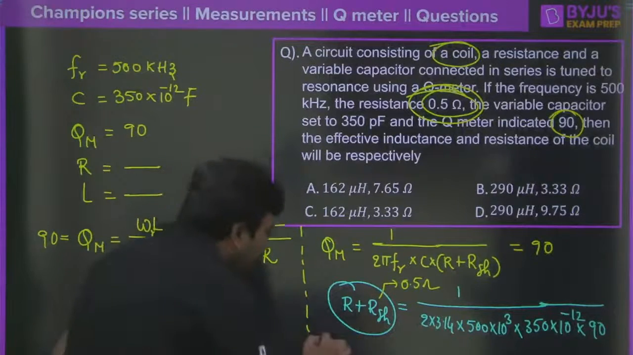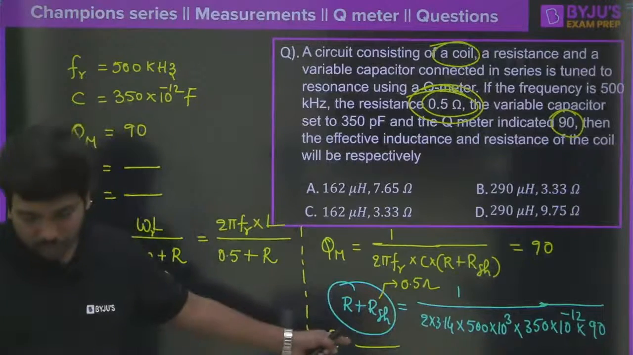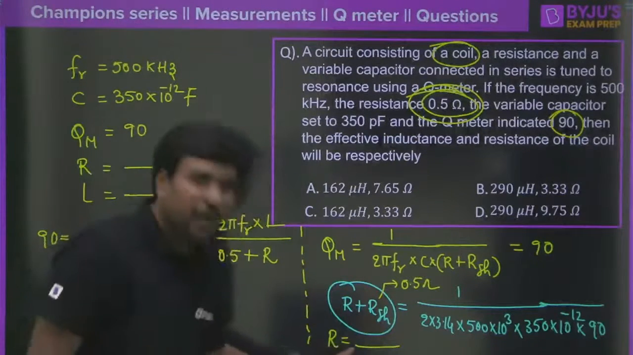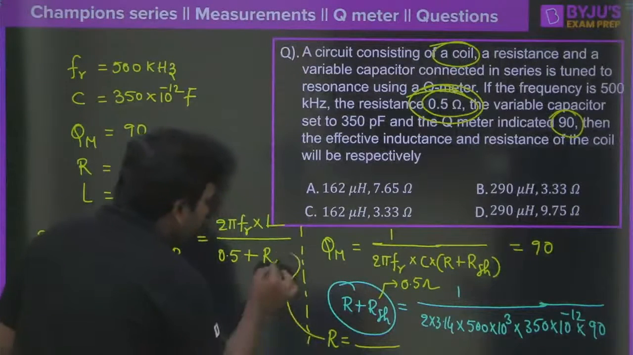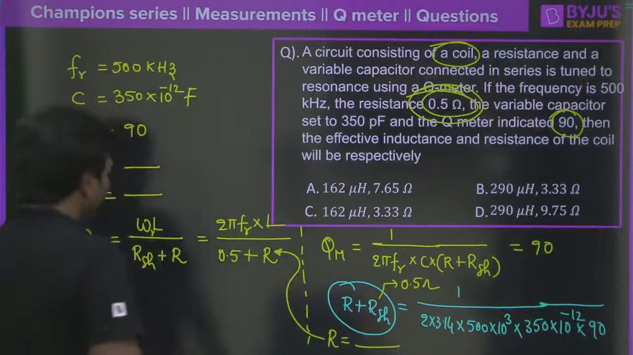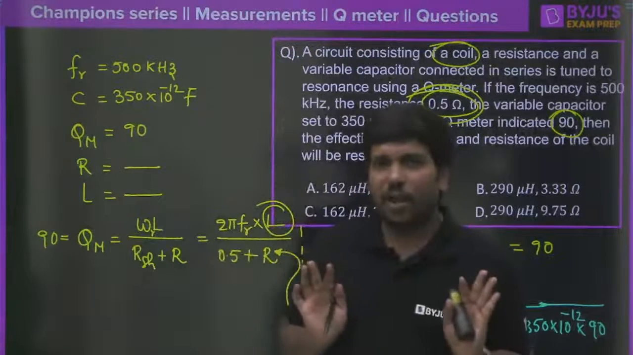So if the shunt value is known to you and this side the value is known to you, from here we can calculate what is the value of R, correct? So what is the value of R? Easily you can do it. Once you get the value of R here, then come back here and substitute the value of R here. Then you will be able to get the value of inductance also. Clear?